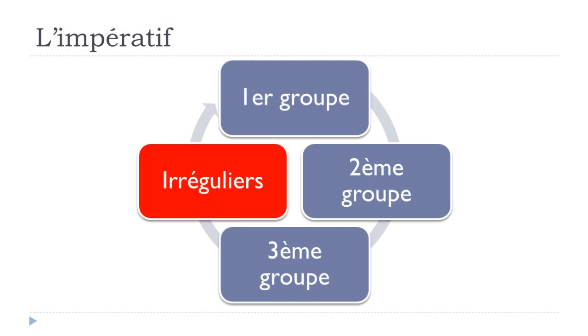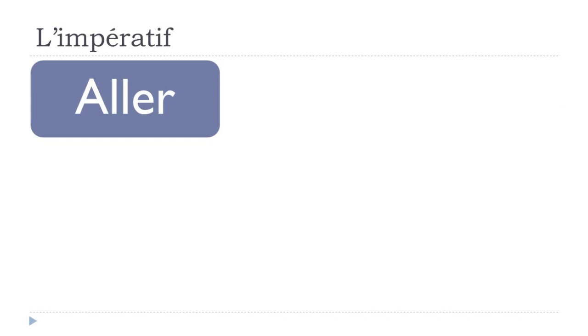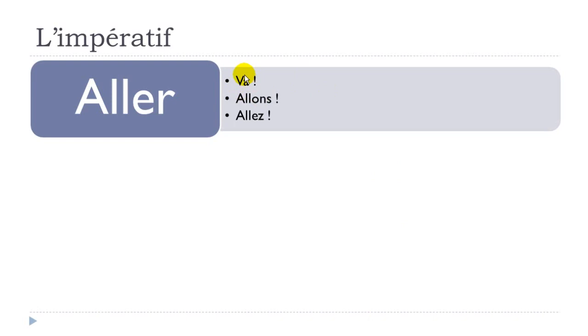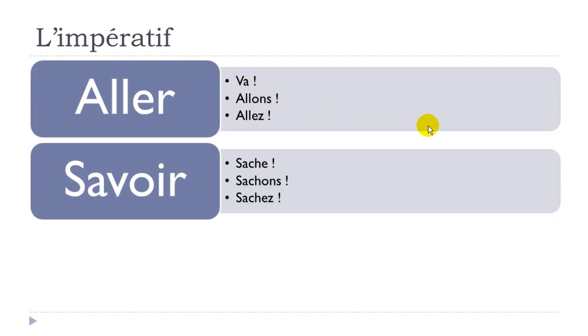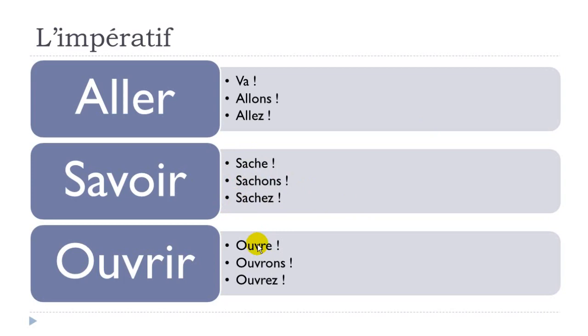Okay, of course, as usual in French, we've got some irregular verbs. Okay, so the first one will be aller. So the only thing that will change with aller is, well, what we saw in the first group, the final S will go away. So you get va, allons, allez. Okay, the other forms are exactly the same. Savoir will become sache, sachons, sachez. Ouvrir, ouvre, so the S goes away, ouvrons, ouvrez. Okay, aller is to go, savoir to know, ouvrir to open.